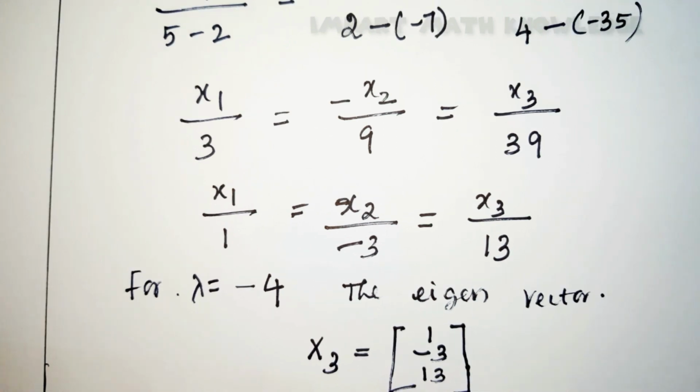For finding the eigenvector, first you have to write the characteristic equation. Then you have to find the roots of the characteristic equation. After finding the roots, you have to solve (A minus lambda I) into x is equal to 0. You will get the eigenvector. Hope you all understand.